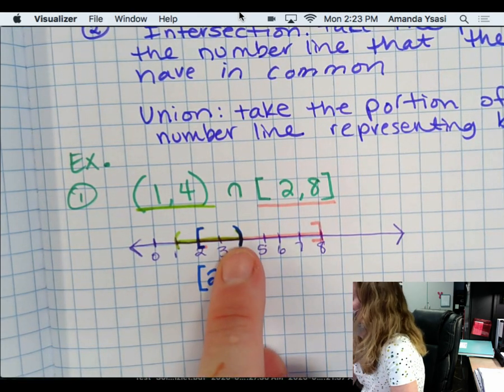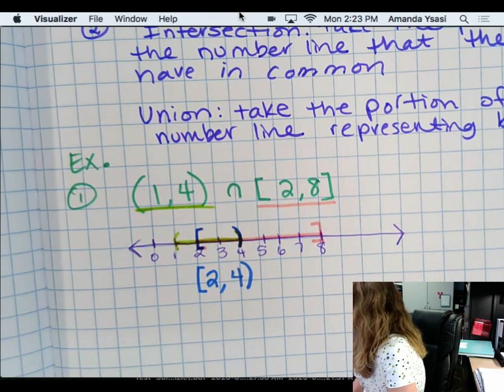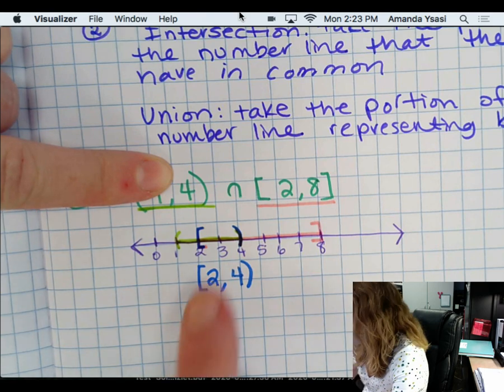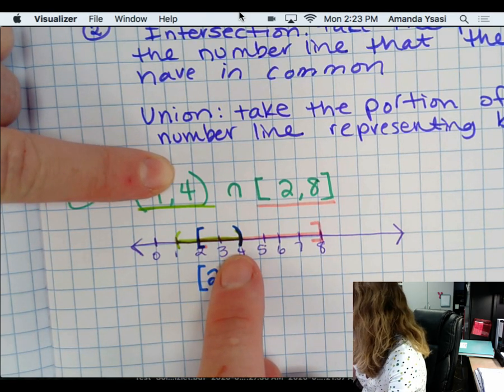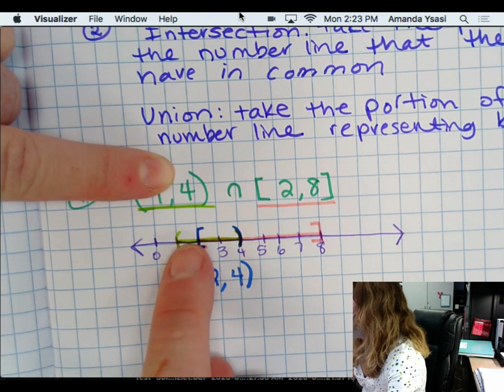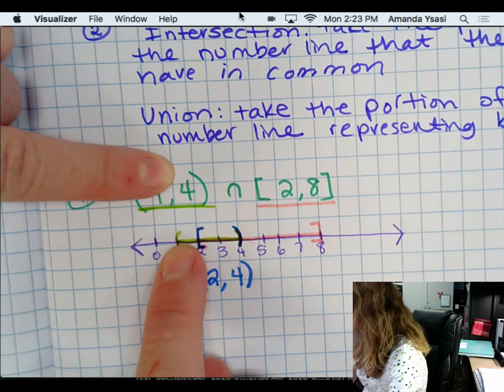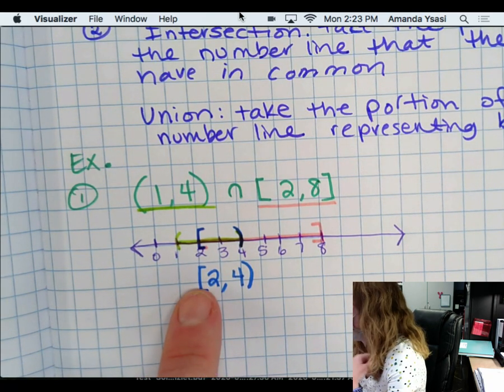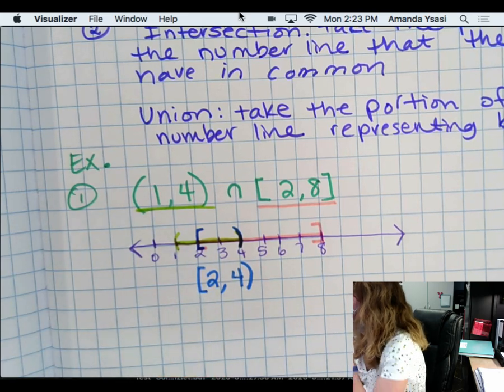We can't do a bracket here because that 4 is not included on the first one. So that's why we had to stick with parentheses here. This one, it went through 2, so it's included. It's included in both of them. So that's why we were able to include it in the intersection.